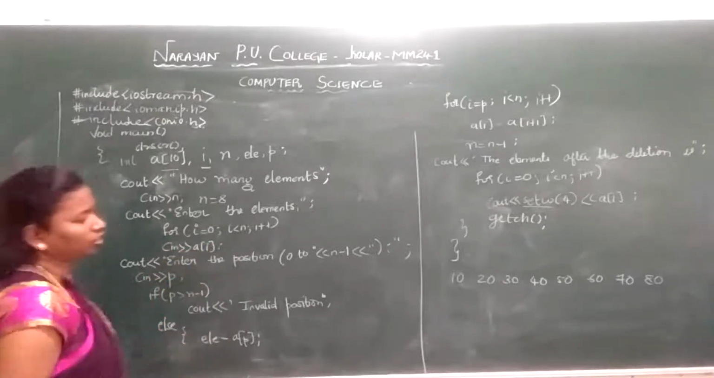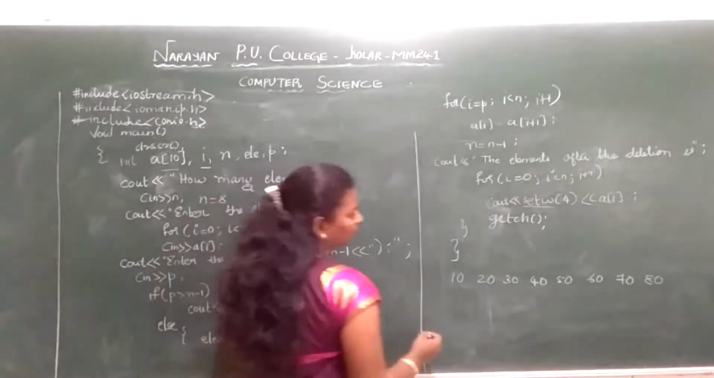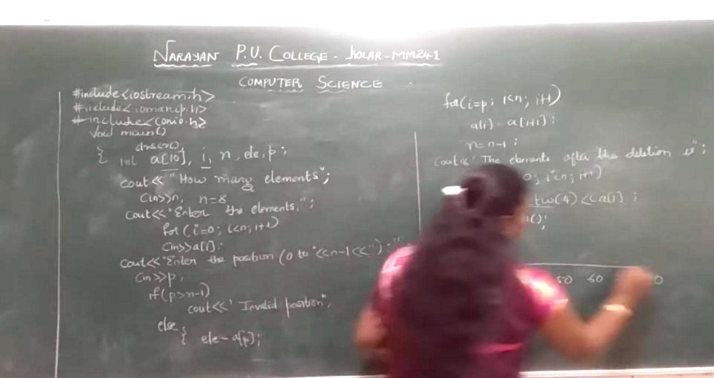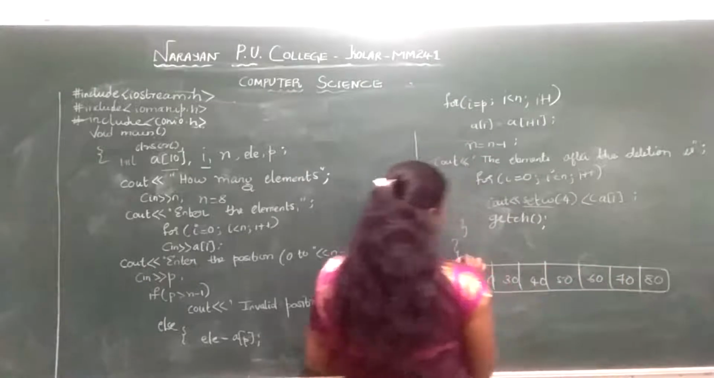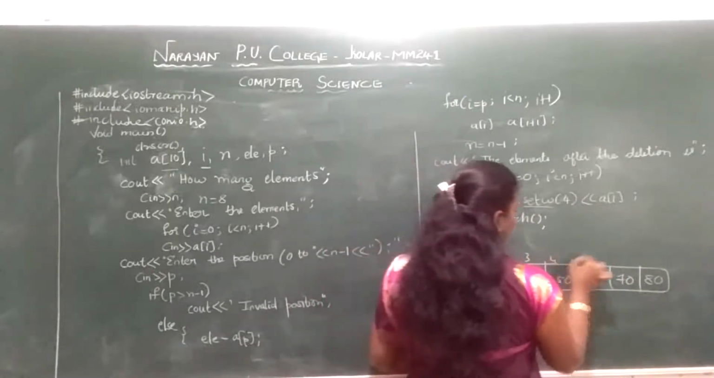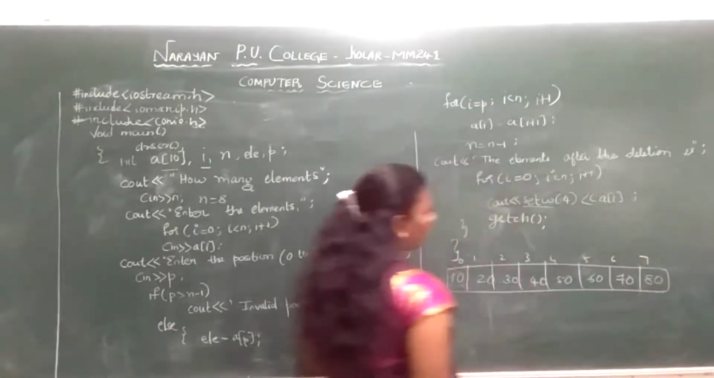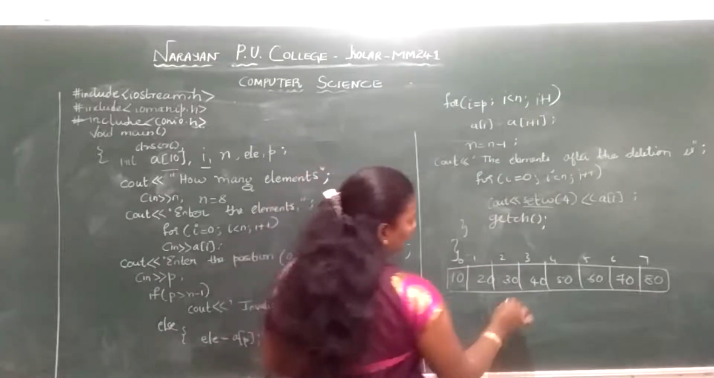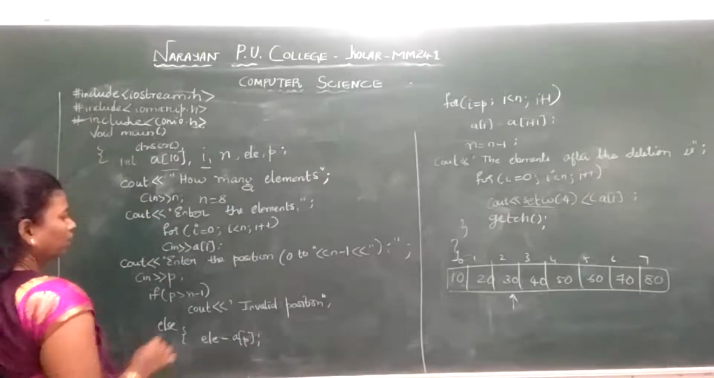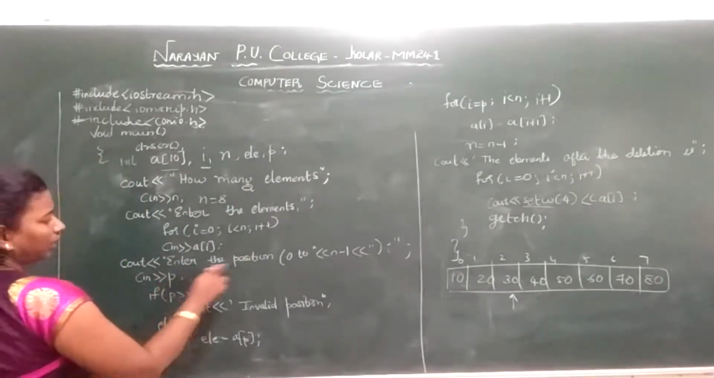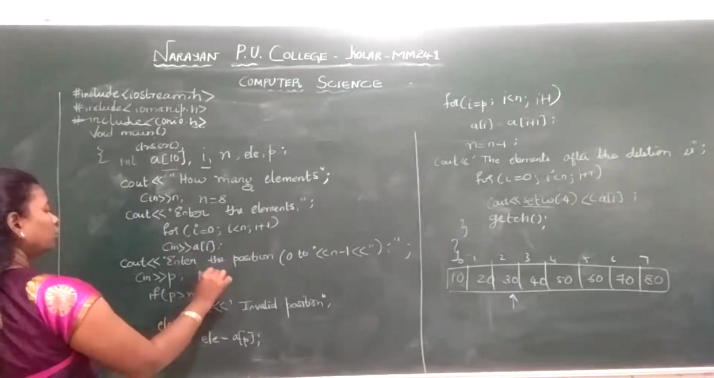Now I will be entering the position. Imagine this is your array, with indexes 0, 1, 2, 3, 4, 5, 6, 7. So I want to delete an element. Imagine I want to delete the element 30 at position 2. So okay, now I enter the position. Imagine I am giving the position 2.